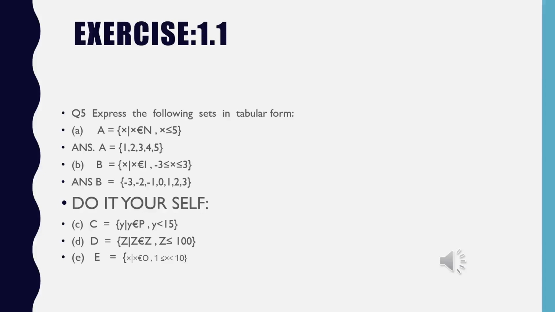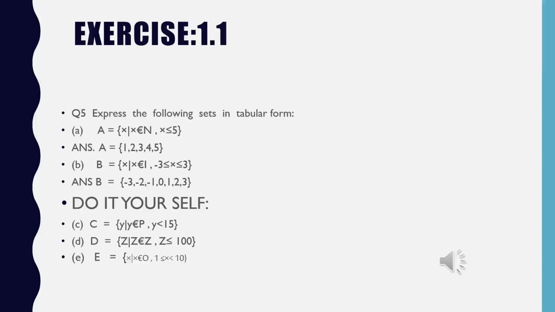Now, second part of this question: set B is equal to, inside the curly bracket, x such that x is a member of integers and x is greater than or equal to -3 and less than or equal to 3, bracket close. How will I convert it into tabular form? We will simply write set B is equal to, inside the curly bracket, -3, -2, -1, 0, 1, 2, 3, bracket close.